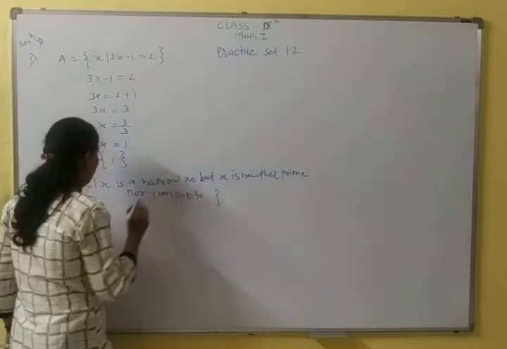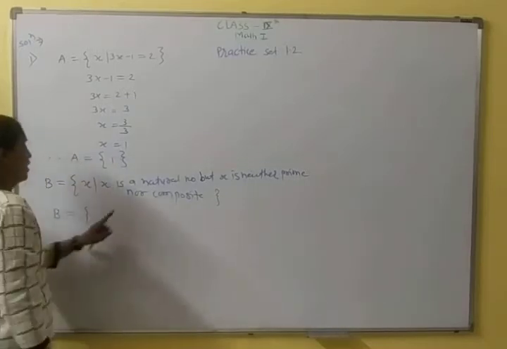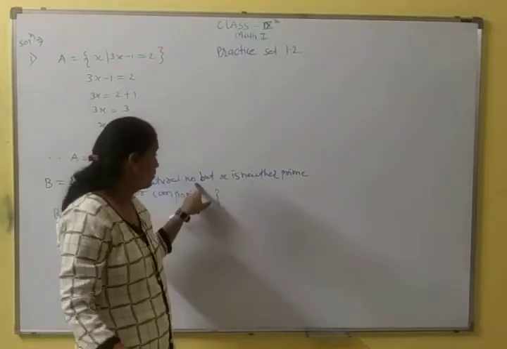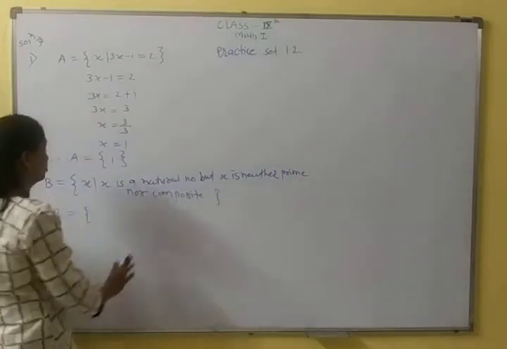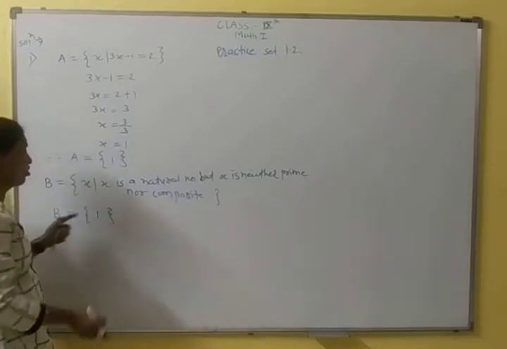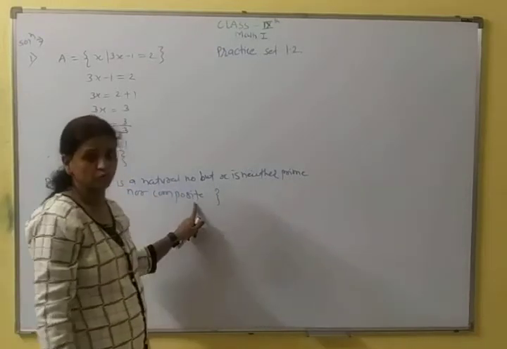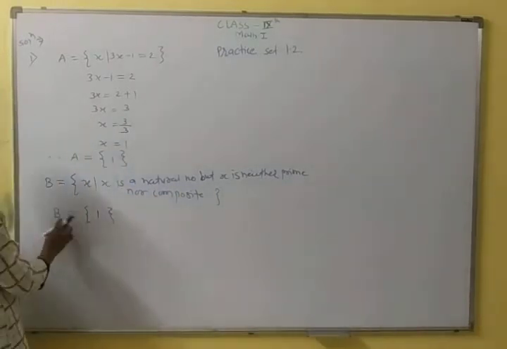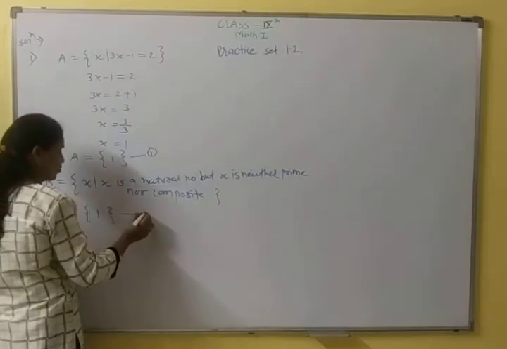Okay, so in this set B, x is a natural number, but x is neither prime nor composite. There is only one such number, that is 1. 1 is neither prime nor composite, it is an odd number. Okay, so B is equal to 1. Here equation number 1, equation number 2.